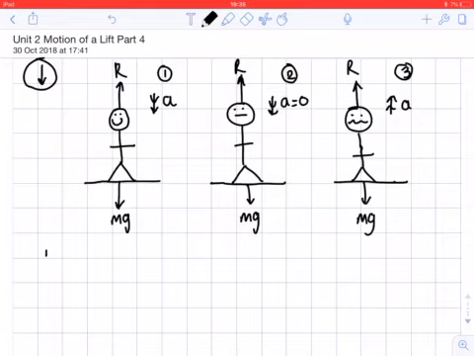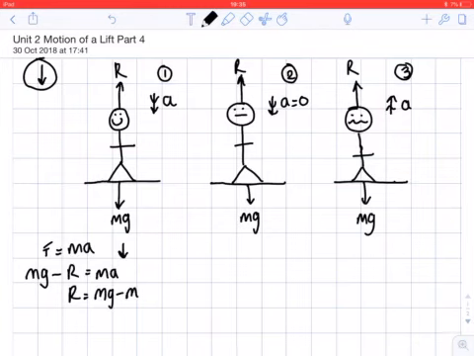If I apply F equals ma in the direction of motion, which is downwards, you can see I've got the weight acting downwards, take away the reaction of the lift floor, is equal to ma. So in this case, reaction is equal to mg minus ma. And you can see here that the reaction of the lift floor on the person is actually less than the weight of the person because we've got this minus ma. That's why you feel that light feeling when you suddenly start moving downwards in a lift.